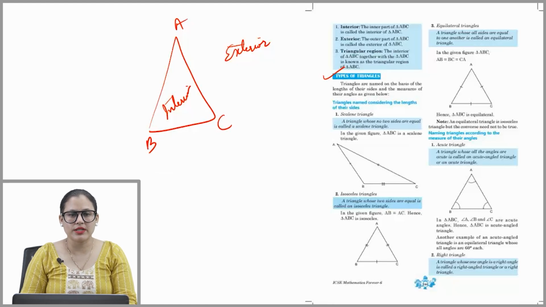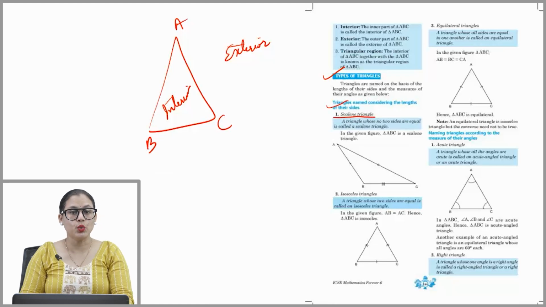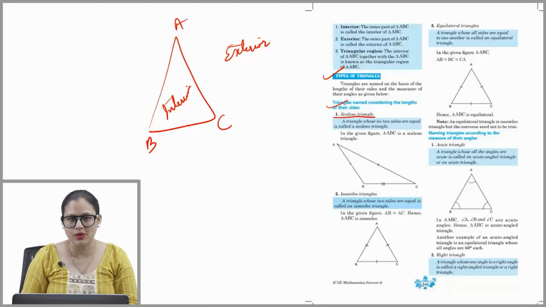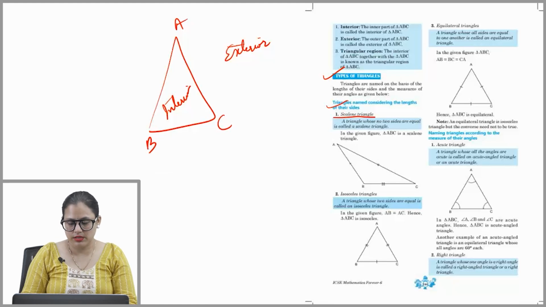Now, types of triangles. Triangles are named on the basis of the lengths of their sides and the measures of their angles as given below. Triangles named considering the lengths of their sides. Number 1, scalene triangle. A triangle whose no 2 sides are equal is called a scalene triangle. In the given figure, triangle ABC is a scalene triangle. No side is equal to any other.